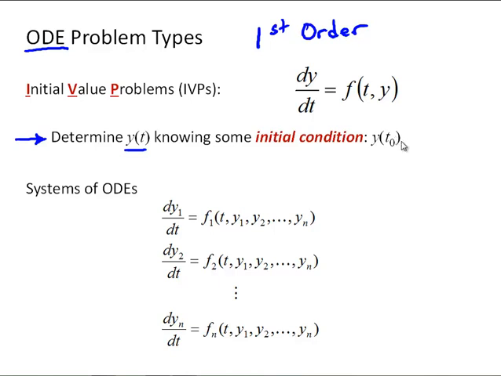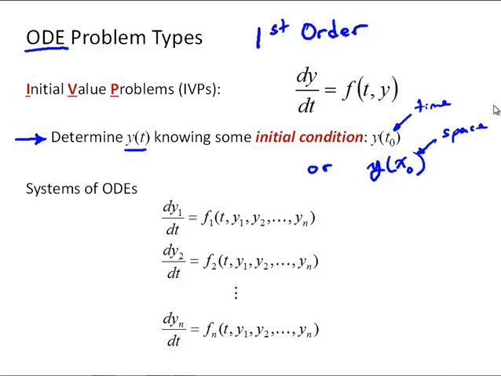So we know the initial state of y at some initial time t0, or the whole thing could also be in space, but it would still be y at x0, some initial position in x, and then we will numerically solve to see how y evolves in time or space. So this would be a differential equation with one variable and one derivative.